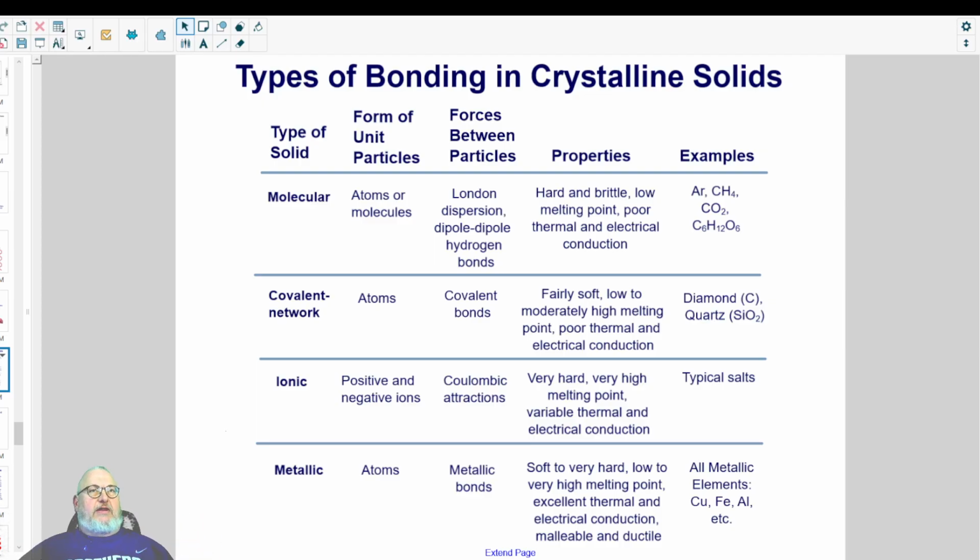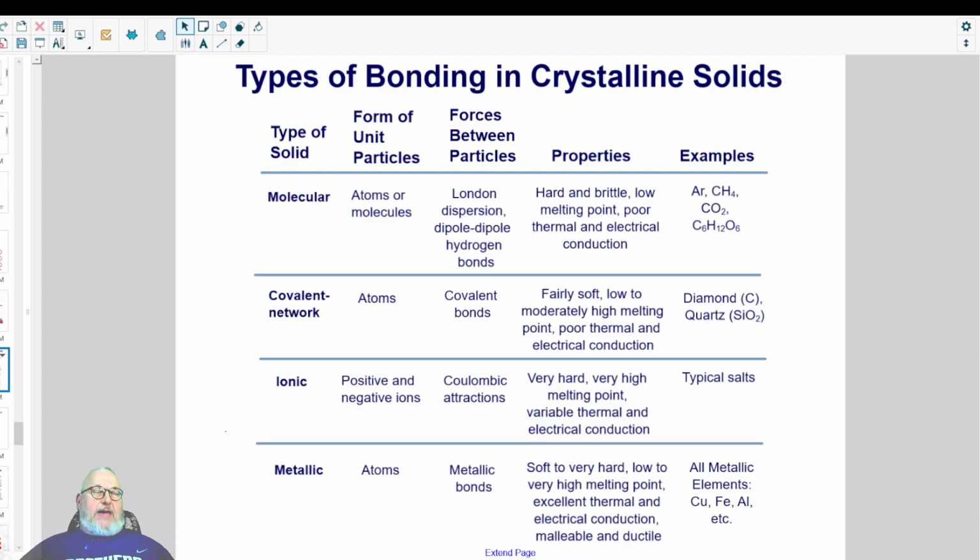Another one is covalent network compounds. These are atoms, and these are also covalent compounds. They're sharing electrons. These are pretty soft usually, with low to moderately high melting points, and poor thermal and electrical conduction. We're talking about graphite, quartz, rock, diamonds, things like that.